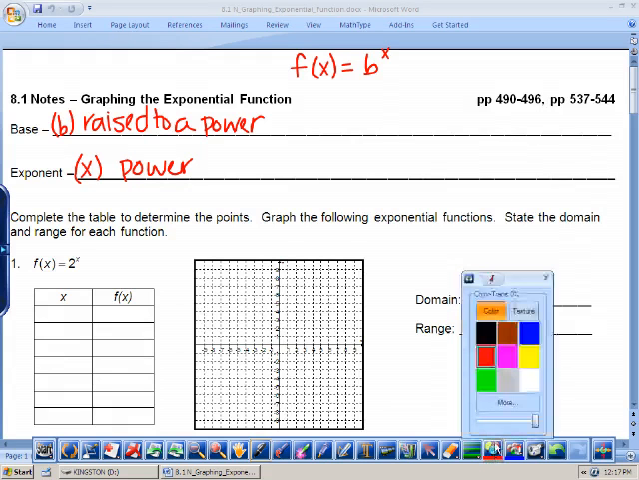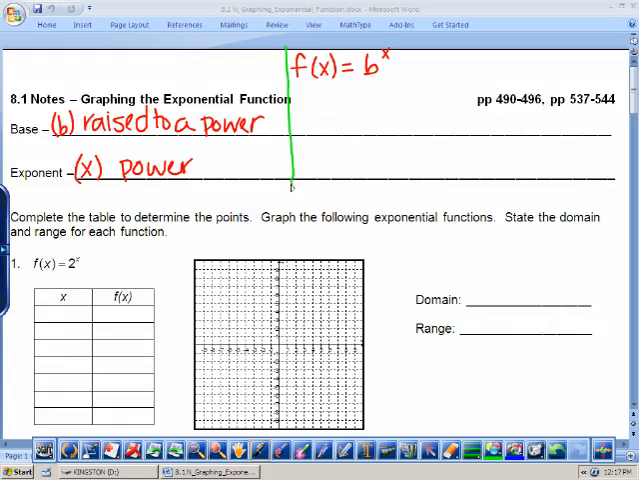All right, so a couple things about this non-parent function, if you will. B is what determines your parent function, depending on your base. Your base can be a couple different things, but it does have some restrictions. Okay? B has to be greater than 0.